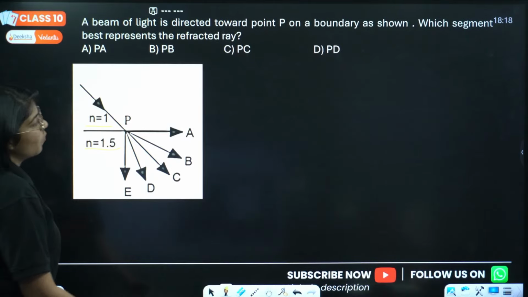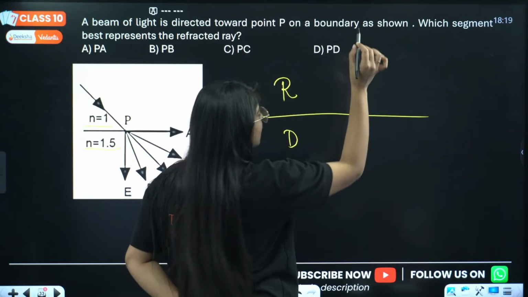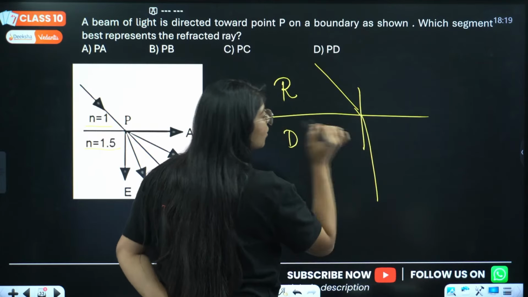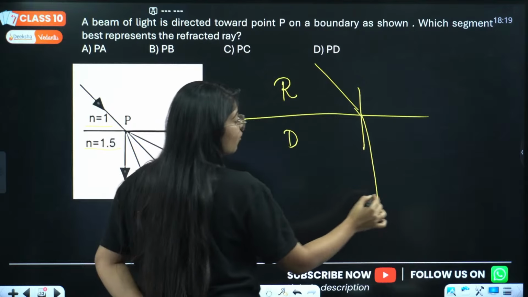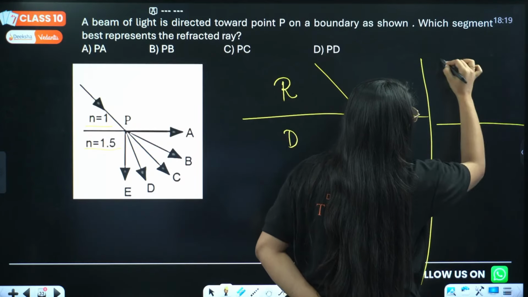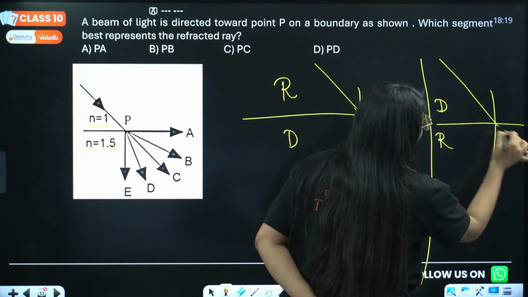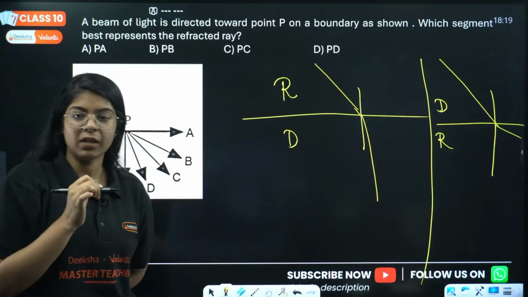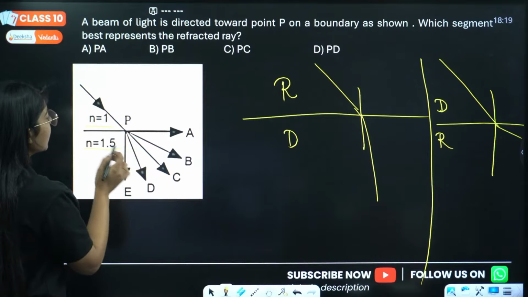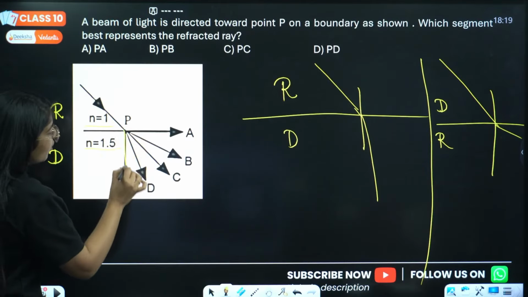PB. Yes. So, see, let's clear some basics. When a ray goes from rarer to denser, it bends towards the normal, right? When it goes from denser to rarer, this is denser, this is rarer, it bends away from the normal. Understood? This is the basic concept. What is happening here? It is going from rarer to denser. So this is the normal.